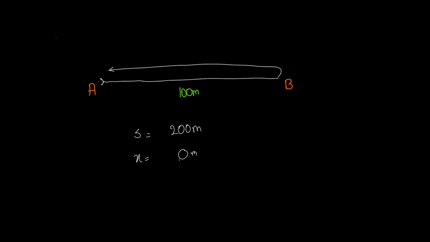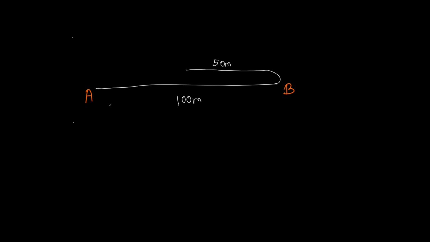Now let's look at another scenario. In this scenario, let's say we had A and B again, and now our car traveled from A to B, which is 100 meters. But now instead of traveling all the way from B to A, the car traveled half of the path from B to A, which is 50 meters.